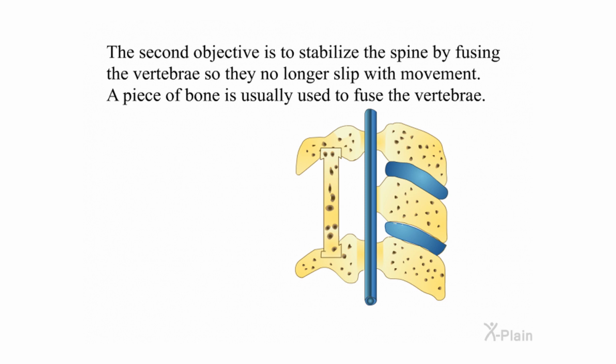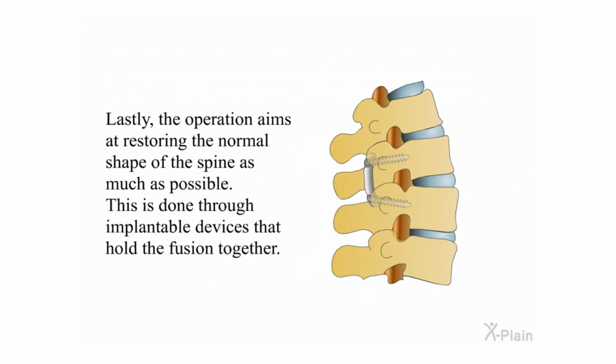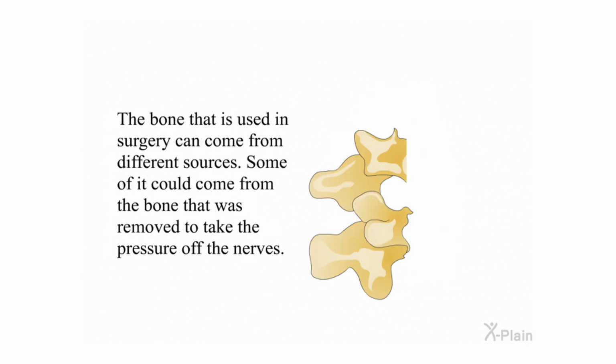A piece of bone is usually used to fuse the vertebrae. Lastly, the operation aims at restoring the normal shape of the spine as much as possible. This is done through implantable devices that hold the fusion together.